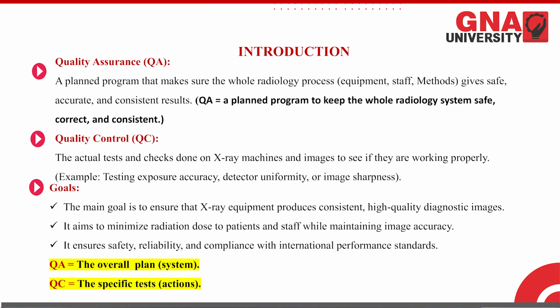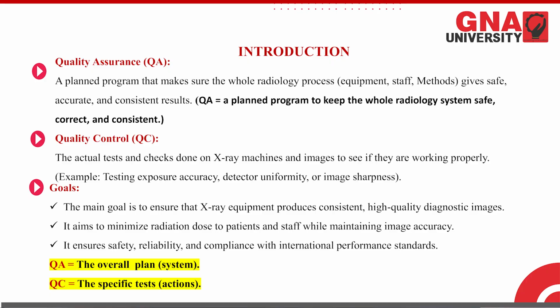Simply, we can say that quality assurance is the overall planning of the system to check whether it is working properly or not. And quality control is the specific tests or specific actions which we perform upon the equipment to maintain proper high quality standards of the image.